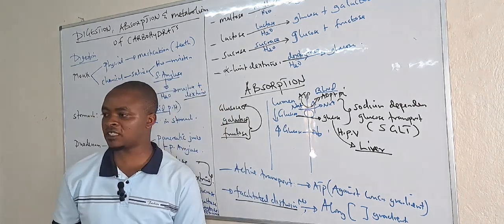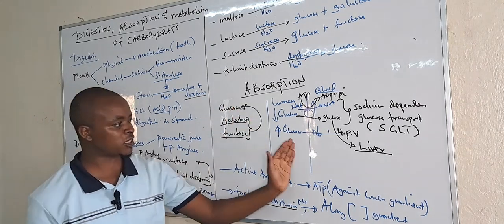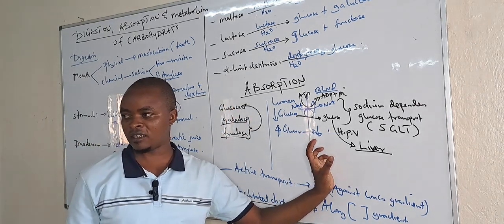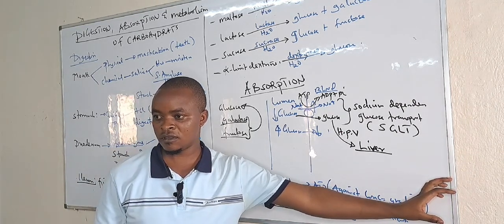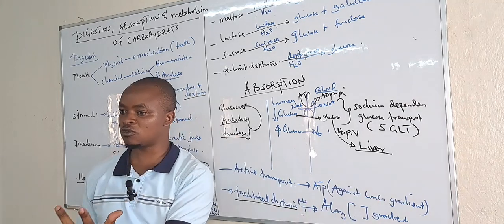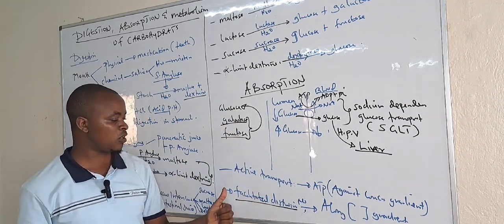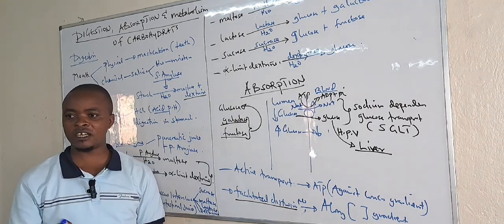So whenever you're asked to discuss absorption of glucose, you tell us how it crosses the intestinal wall into blood, and how it is transported from blood to the liver. That is the end of absorption. And majorly it is two ways: active transport, then facilitated diffusion. I have not told you about facilitated diffusion.